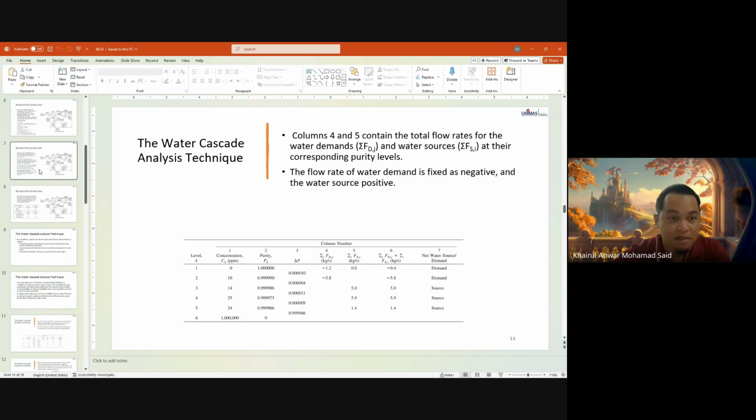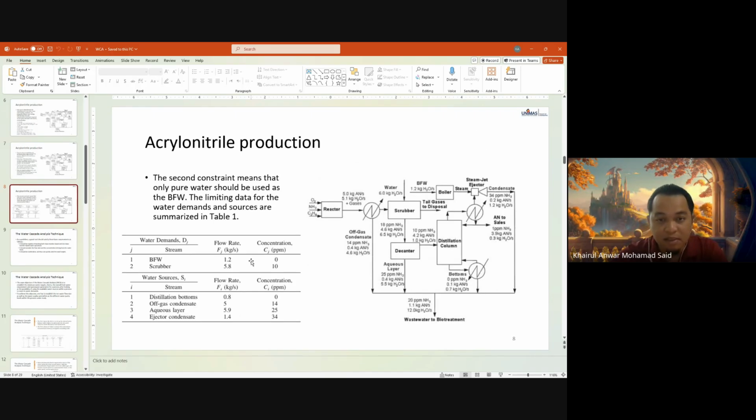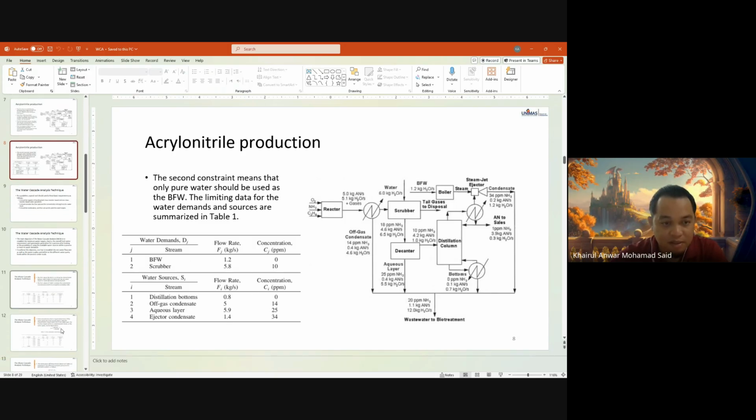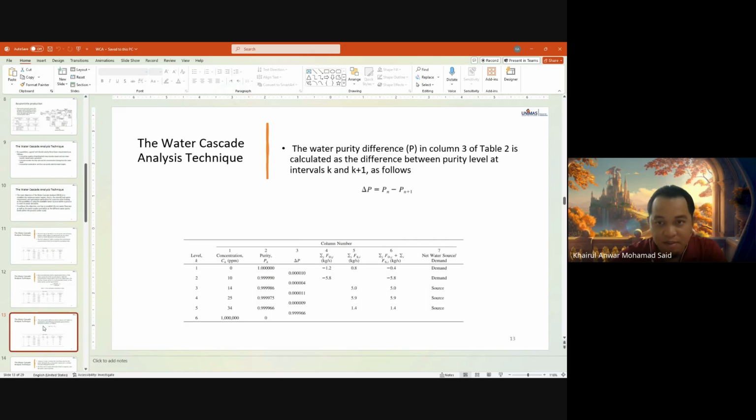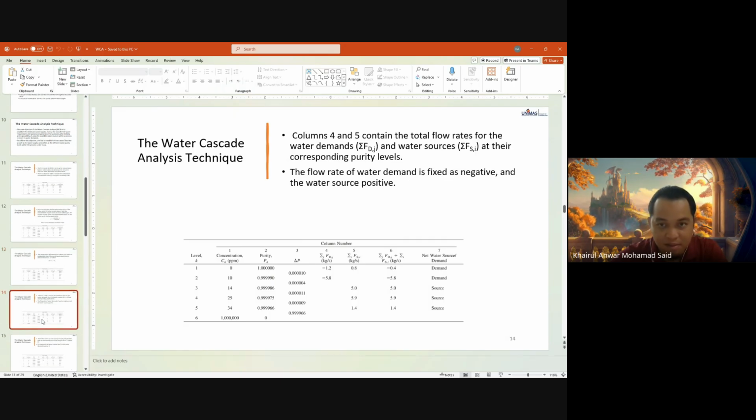That's on this table. See here, this is demand, this is source. So for the water demand, it's a negative sign. So this is referring to level 1. Only delta P is in the middle.